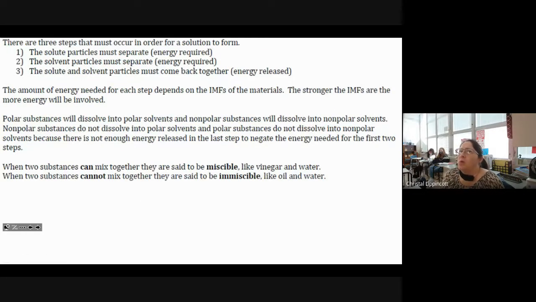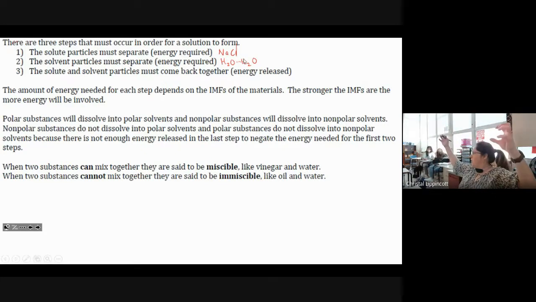All right. There are three steps that have to occur. The solute particles have to separate. That's where I was talking about the NaCl. They have to separate from one another, and that takes energy. Imagine you had two magnets and had to pull them apart; you'd have to put energy into that. Then the solvent particles, your water, have to separate from other water molecules. Again, think of two magnets that you're pulling apart.